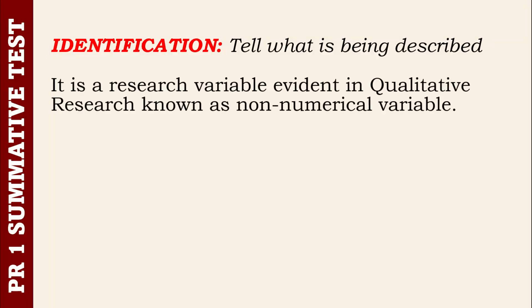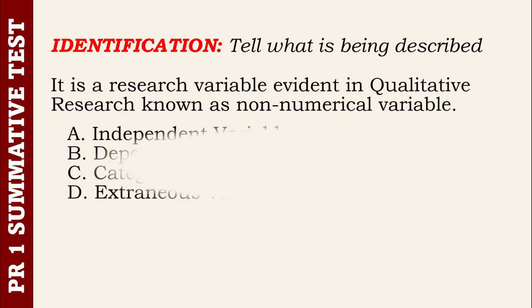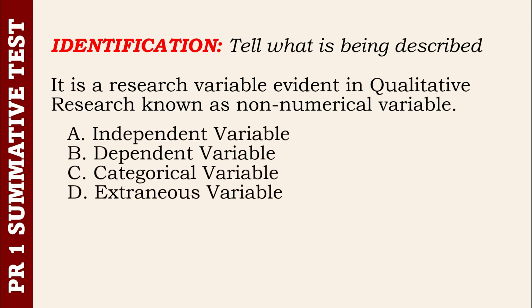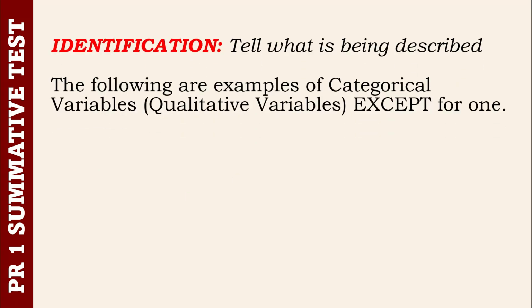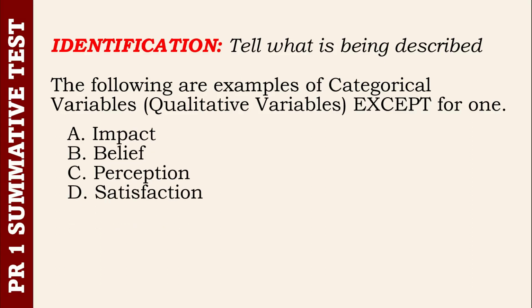The next in line is a research variable evident in qualitative research known as non-numerical variable. Is it independent variable, dependent variable, categorical variable, or extraneous variable? The answer is letter C, categorical variable. The following are examples of categorical variables or qualitative variables except for one. Impact, belief, perception, or satisfaction. And definitely the answer is letter A, impact.